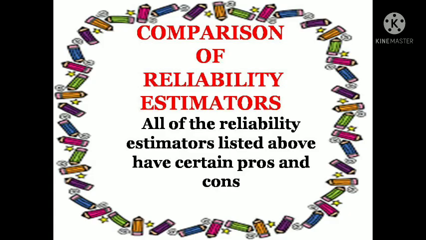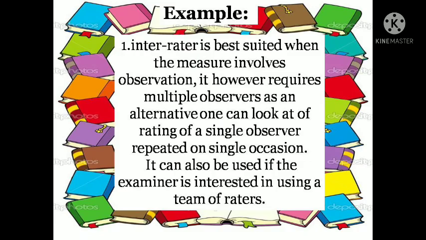Comparison of reliability estimators. All of the reliability estimators listed above have certain pros and cons. Number 1. Inter-rater is best suited when the measure involves observation. It, however, requires multiple observers. As an alternative, one can look at the rating of a single observer repeated on a single occasion. It can also be used if the examiner is interested in using a team of raters.